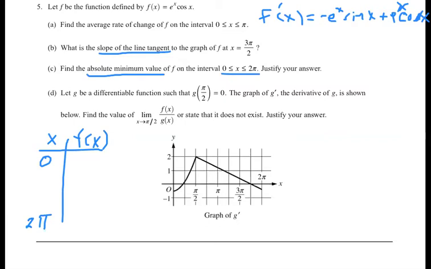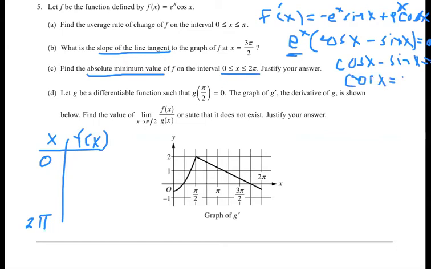Then we want to find our critical numbers by taking the derivative that we found a minute ago and setting it equal to 0. So I'm going to factor out my greatest common factor of e to the x, and that leaves me cosine x minus sine x, and I want that to equal 0. I hope you remember that e to the x is never 0, so I get nothing out of that. So I want to know where cosine x minus sine x equals 0. That's going to be wherever cosine x equals sine x.